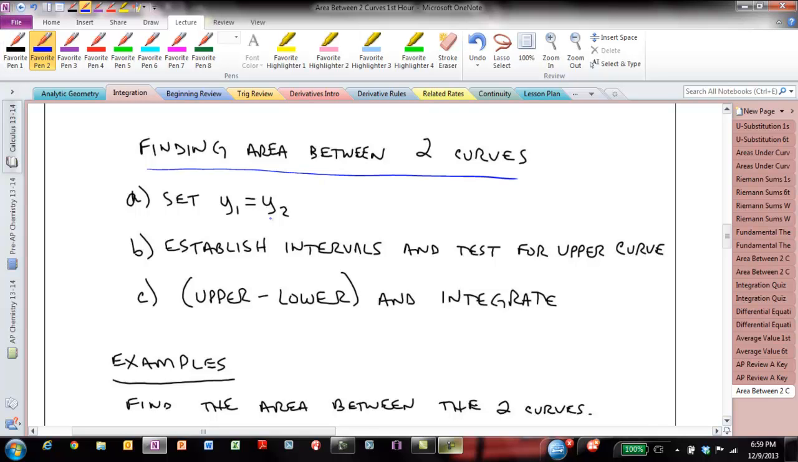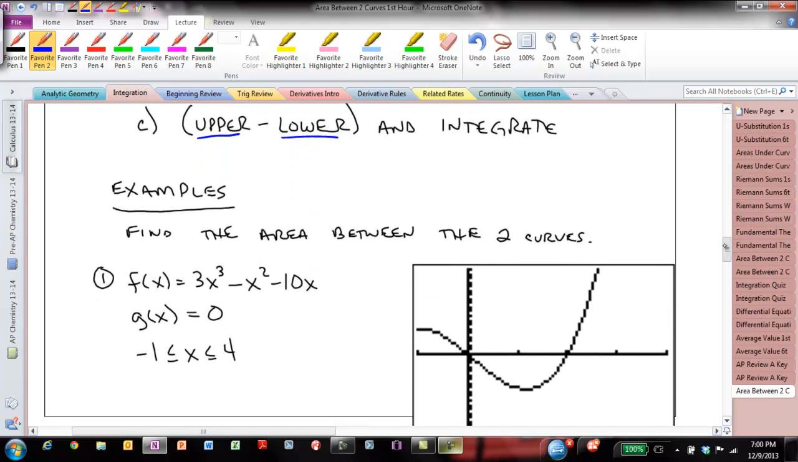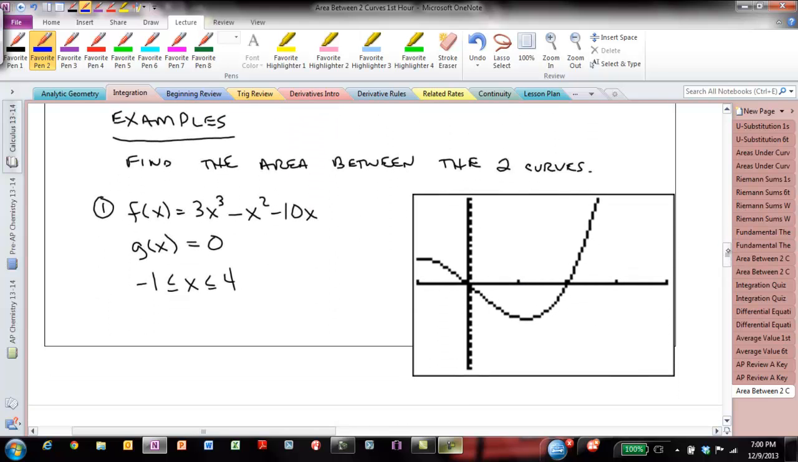Then we're going to set up our intervals from that, going, okay, we've got to go from A to C and then C to B. And then we're going to test for the upper curve, because we always want to do top minus bottom, or upper minus lower. So we're going to set up our intervals and do top minus bottom in each interval to give us a positive number. We're going to integrate. Okay, so those are our 3 steps. And we're going to use those 3 steps to find the area between these two curves.